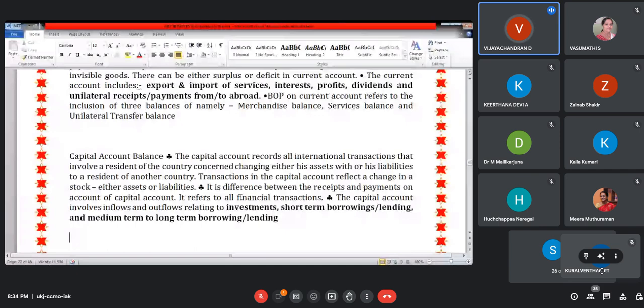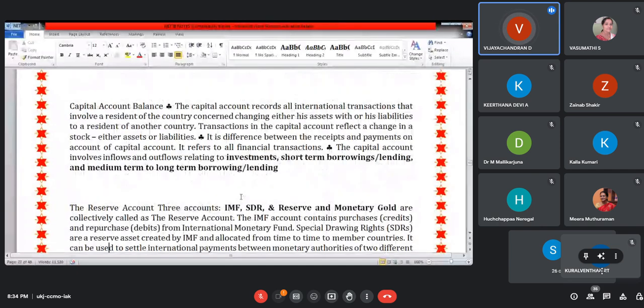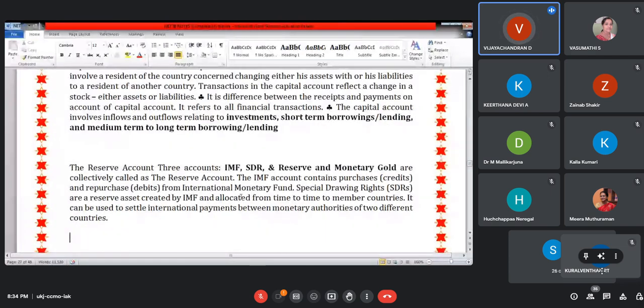That is very, very important. And this, so I told the statutory drawing right, SGR, IMF, International Monetary Fund, the reserves, the gold, all are coming under the reserve, the foreign currencies. They will ask in your exam, what are the heads coming under the reserve account? Only three heads: IMF, International Monetary Fund, special drawing rights, reserves, and monetary gold.